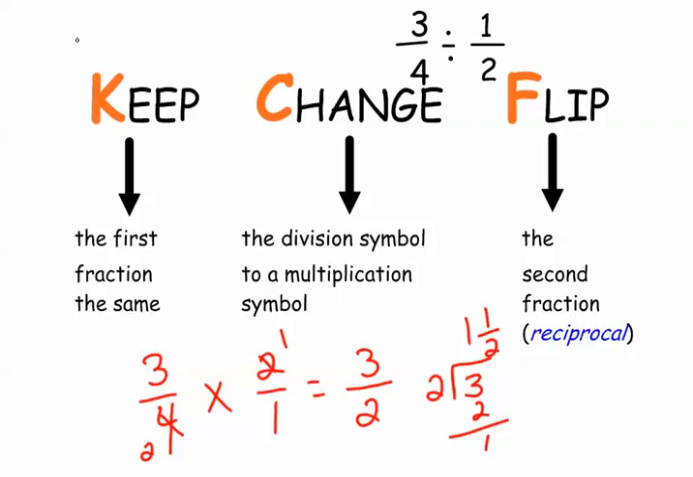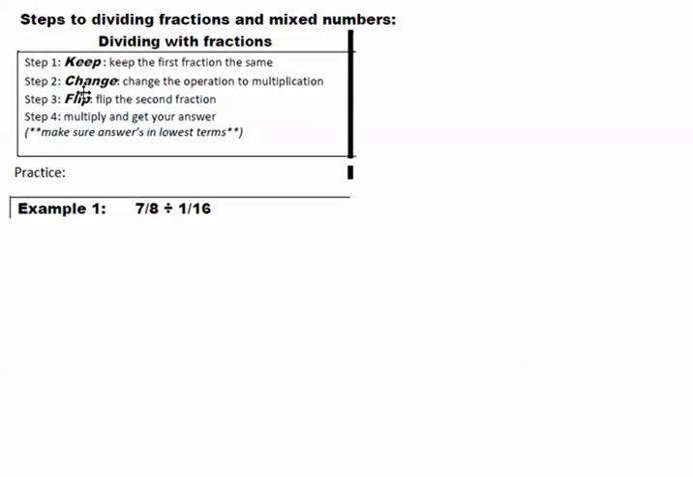Keep, change, flip. I wrote this up at the top of your paper here, so that can help you to remember. So here's my first fraction, 7/8 divided by 1/16. So I'm going to keep the first number. I'm going to change it to a multiplication sign. You're going to start to see this dot as your multiplication sign, especially when we get into algebra. So if you see me slip and do it, just know that that dot is a multiplication sign. Times, and then I'm going to flip that number, or change it to its reciprocal. Then all I have to do is multiply.